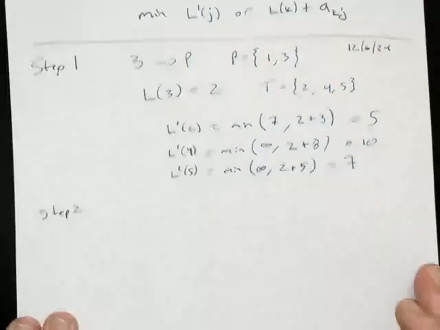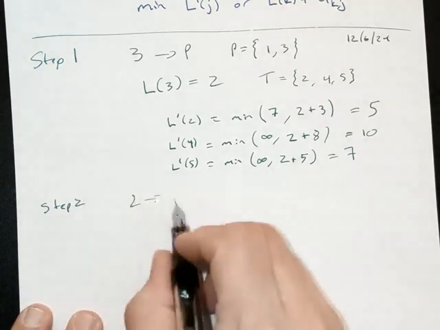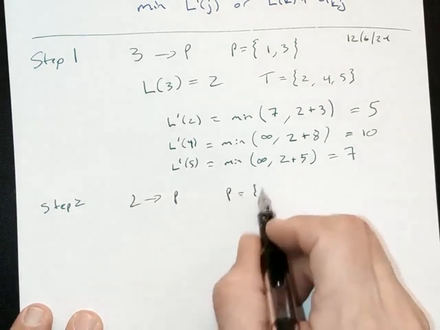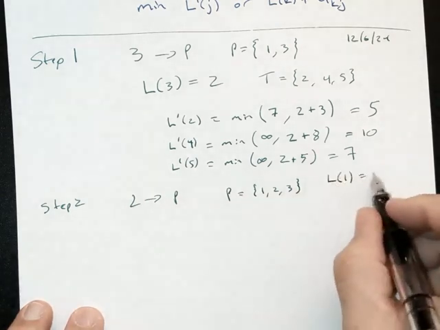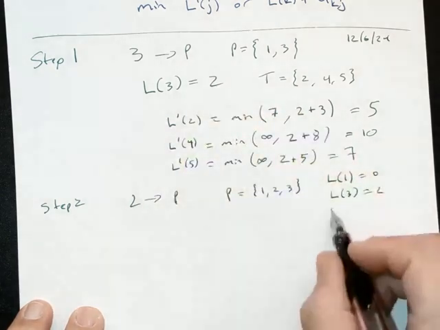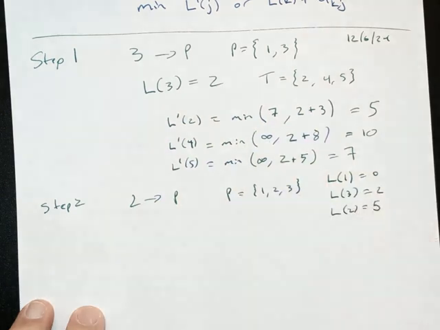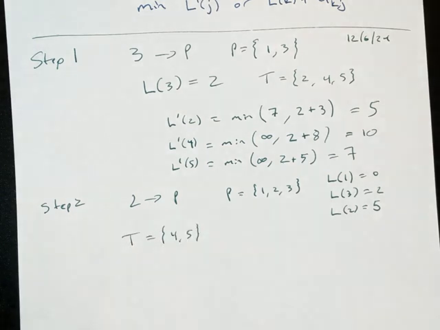Okay, do it again. Which vertex in the temp pile has the smallest label? Vertex 2 this time. 2 goes into my permanent pile. My permanent pile now consists of 1 and 2 and 3. Over here, by the way, remember, the label on 1 is 0. The label on 3, that was 2. The label on 2 is now 5. And that's a permanent label. This means that my temporary set consists only of 4 and 5. I need new labels for those.